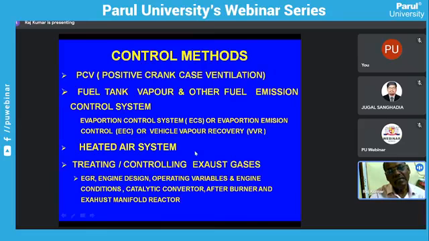How to heat the combustible mixture by a heated air system. How to treat, rather control, the exhaust gases? That is by EGR, exhaust gas recirculation. Again, the exhaust gases are recirculated to the combustion chamber. Or by fitting the catalytic converter. So these are some of the methods we can use for controlling the pollutants.